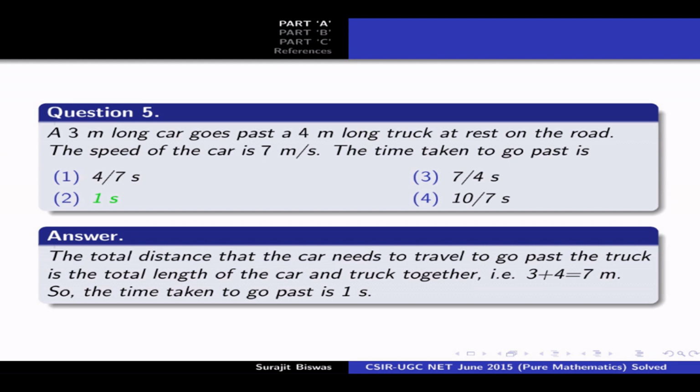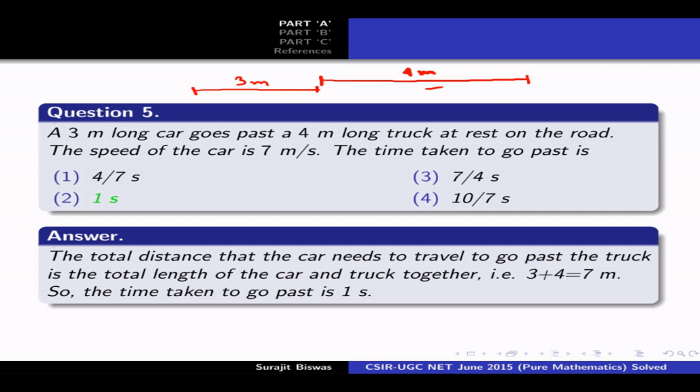So now if you want to draw a diagram, then let's say this represents the 4 meter long truck, and this represents the 3 meter long car. So now to go past this 4 meter long truck, the car needs to cover this 4 meter plus its own length, that is 3 meter. So that would be a total of 7 meter.